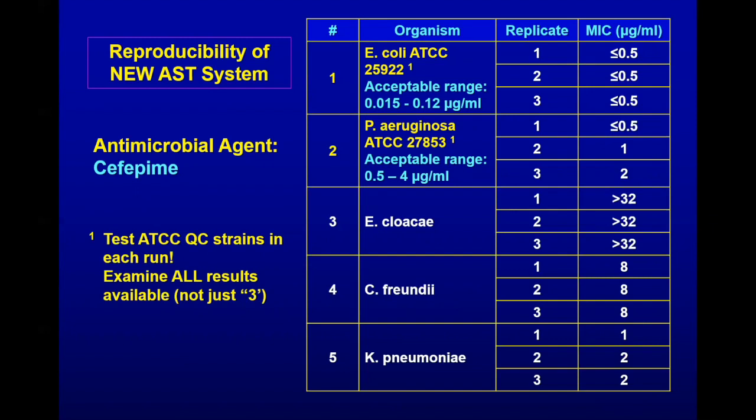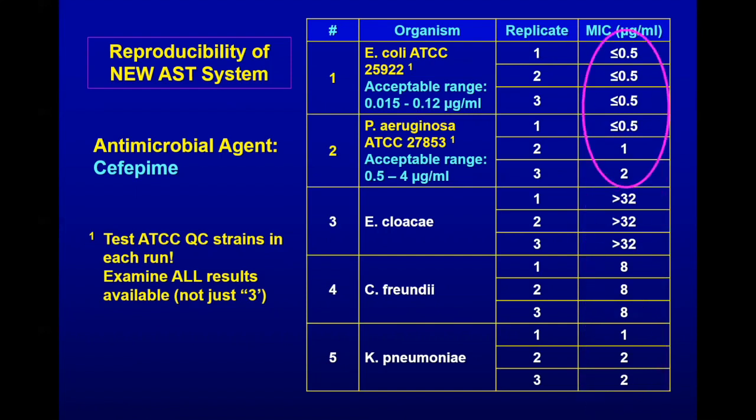Okay, now I want to show you an example of how we can assess our results for reproducibility when testing these isolates on our new test system. I'm using cefepime as an example. You can see that this laboratory tested 5 isolates, and among those were the 2 standard quality control strains. If you look at strain number 1, the E. coli 25922, the acceptable range as described in our M100 document for cefepime and E. coli is 0.015 to 0.12 micrograms per mL.